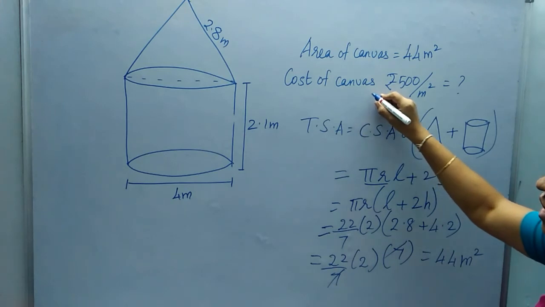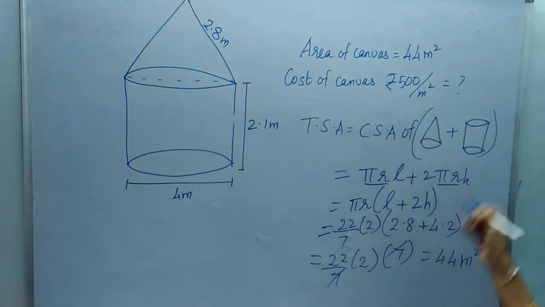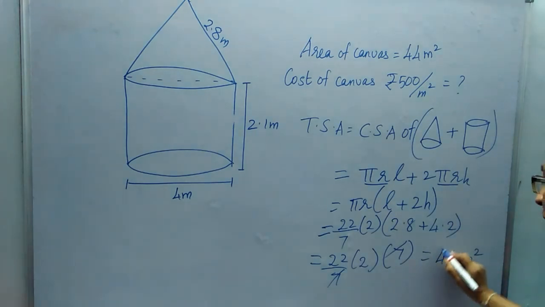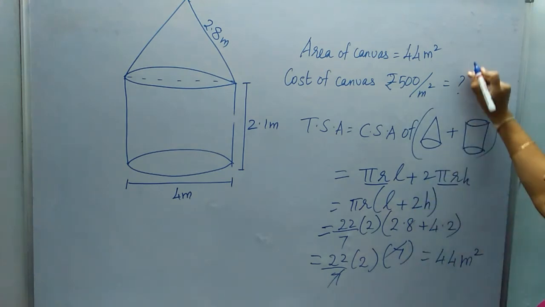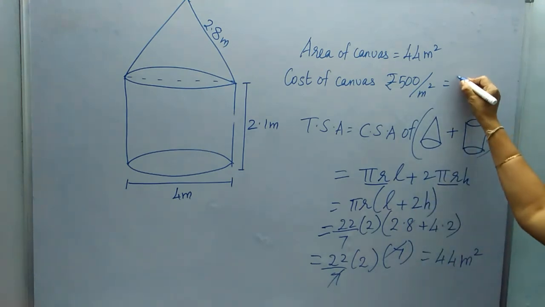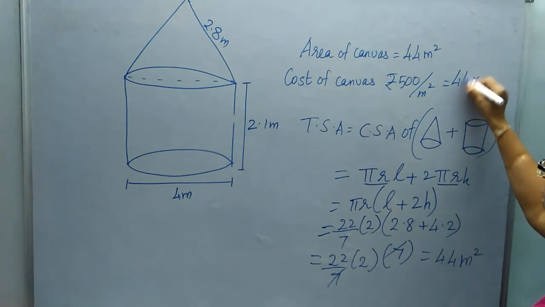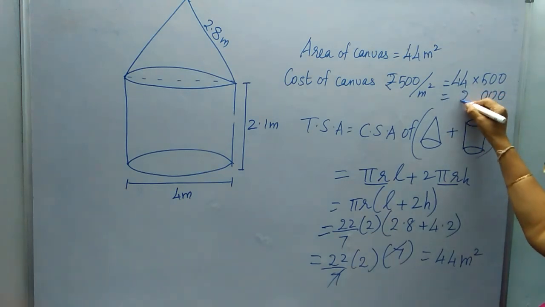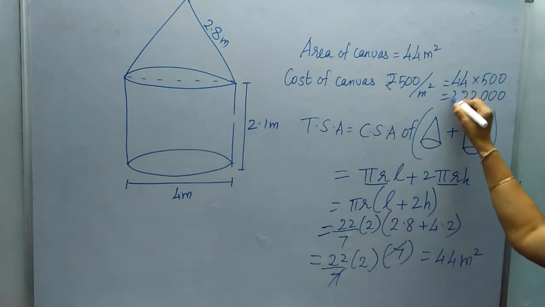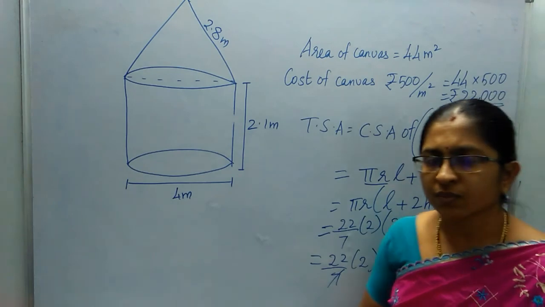To find the cost of canvas at 500 rupees per meter square, we need to multiply this number by the cost per meter square. So we will get the answer for this. That will be equal to 44 into 500, which is equal to 22,000 rupees. So we got the answer for this. Thank you.